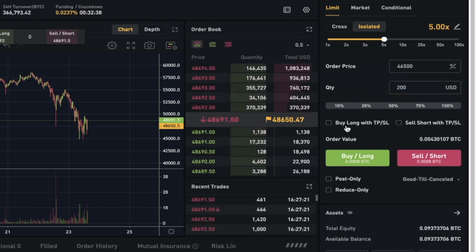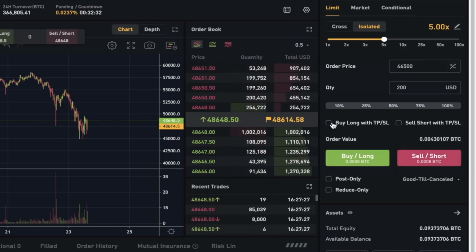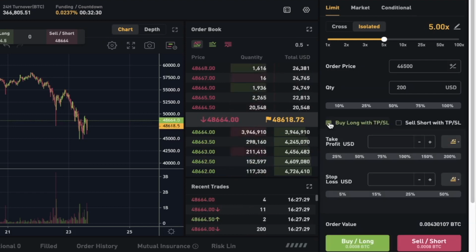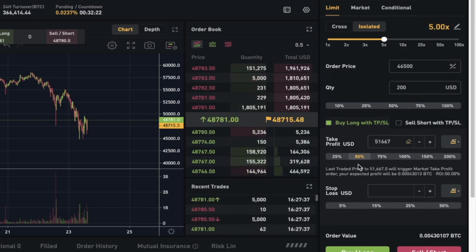Here you can place your take profit or your stop loss. In this case, it's for buying, and this other one is for selling. So we want to buy and place the take profit and stop loss. Say I want to take profit at 50%. So what I am trading, what I am risking, I want to get 50% of what I am trading. And this means that the price would need to hit 51,667 for me to take 50% of what I am risking.